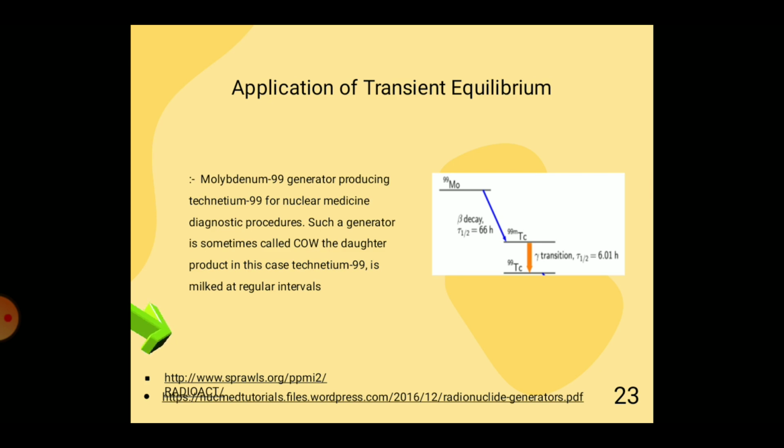So now this is an application of transient equilibrium, that is a molybdenum-99 generator. The molybdenum-99 generator produces technetium-99m for nuclear medicine diagnostic procedures. From this picture, we can see molybdenum-99 is undergoing disintegration to form technetium-99m. And a transition happens and finally technetium-99 is produced. Here I have provided two links which will give you more details about the molybdenum-99 generator. If you are interested, you can visit these sites.